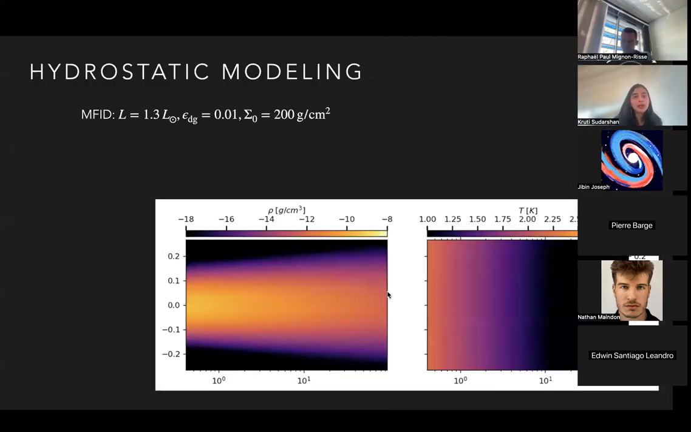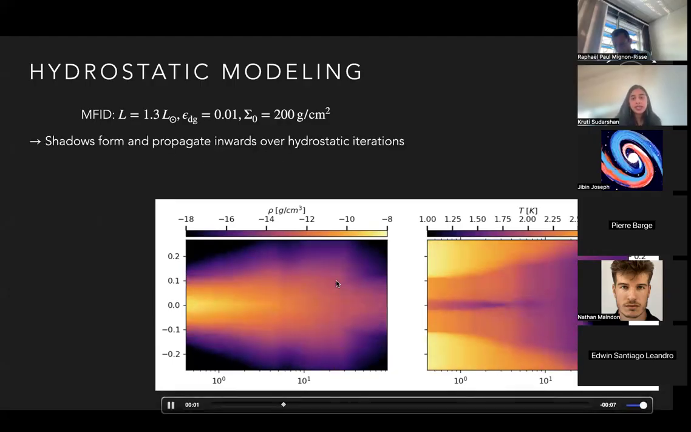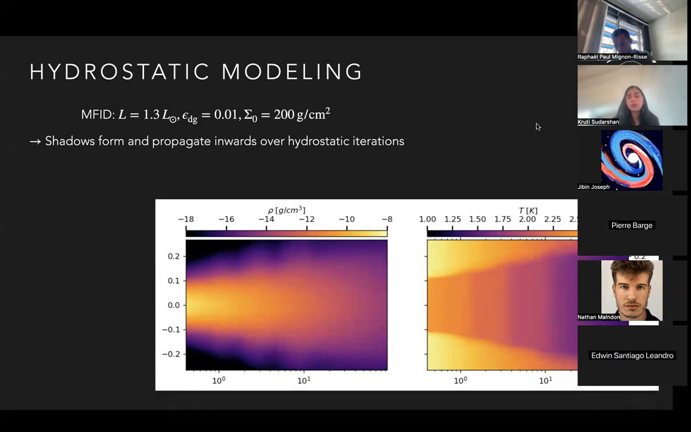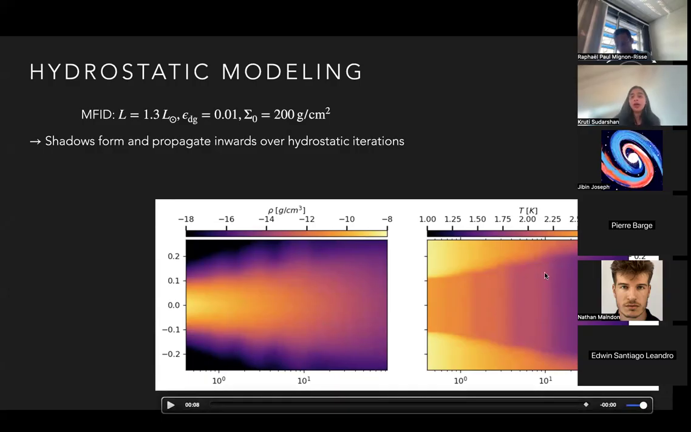I will start with my results. This is results for the hydrostatic case. For my fiducial model, what we see is that these temperature bumps form and they propagate inwards, exactly what was expected from the 1D hydrostatic simulations. We get the same thing in 2D now. This is more clear in the temperature structure. Also in the density, you can see the temperature bumps form and propagate inwards.